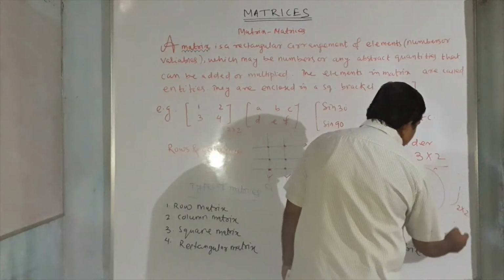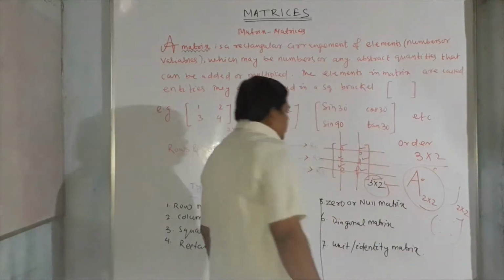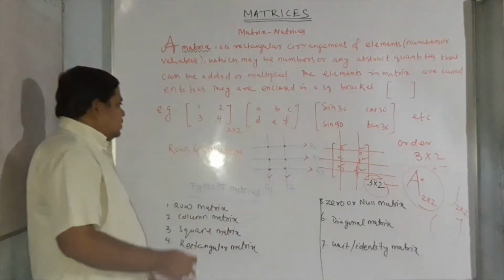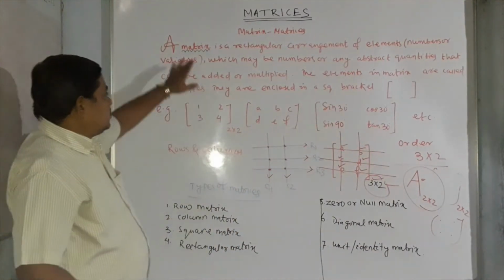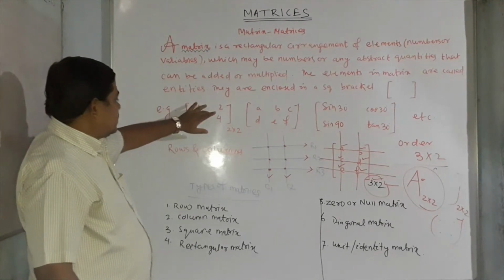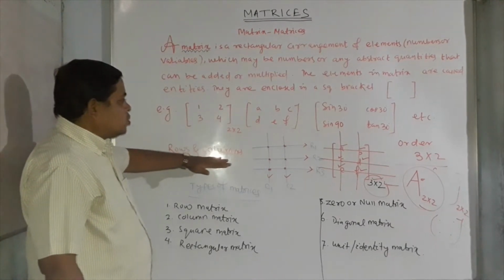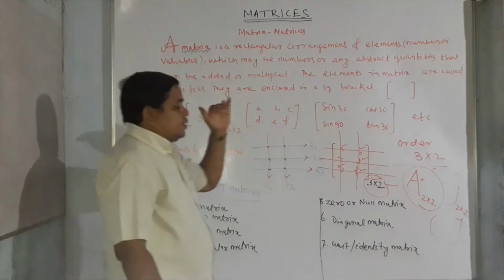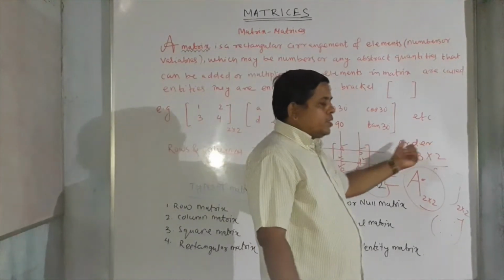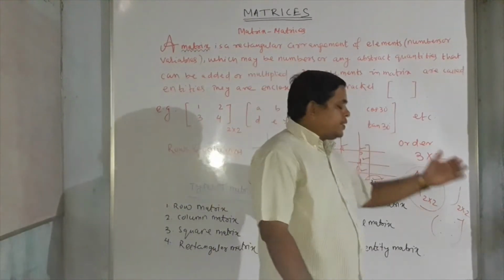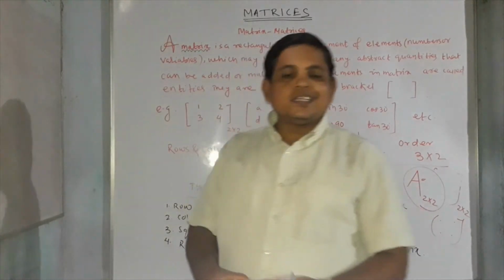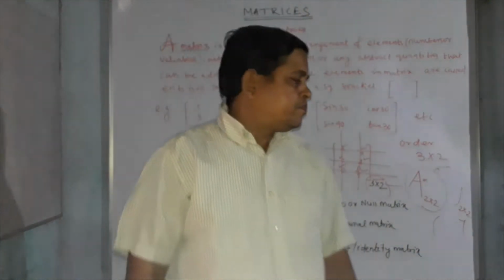1, 2, 3, 4. I hope it is clear. Then, in order: first I told the definition, then I gave some examples, then I made you understand what the rows and columns are, then what the order is. From the matrix you will get the order, and from the matrix we can also get how many elements or entities are present.